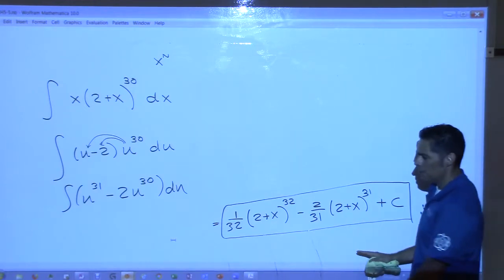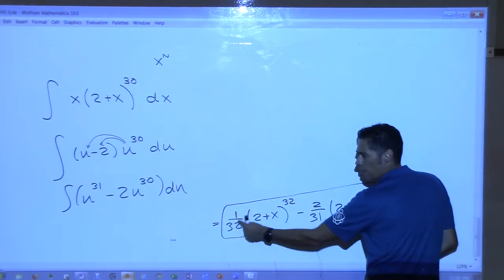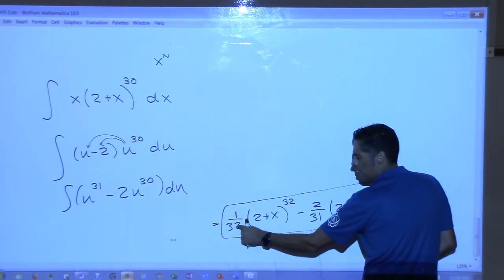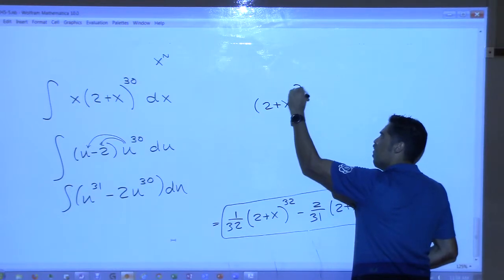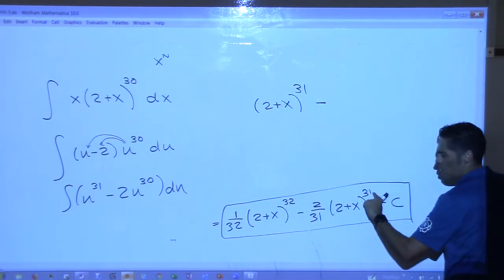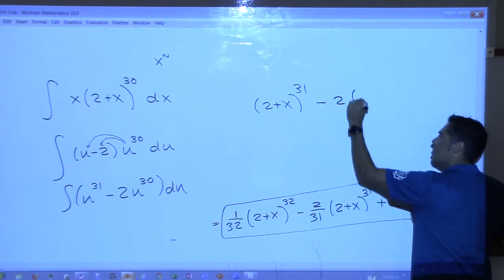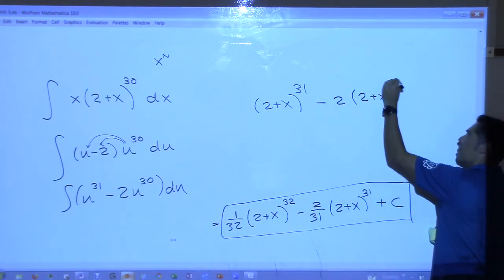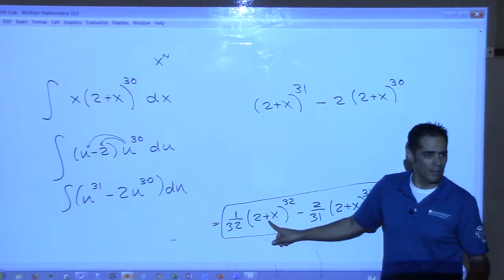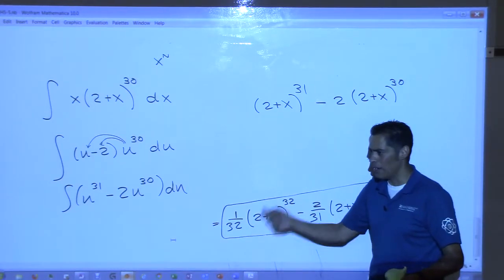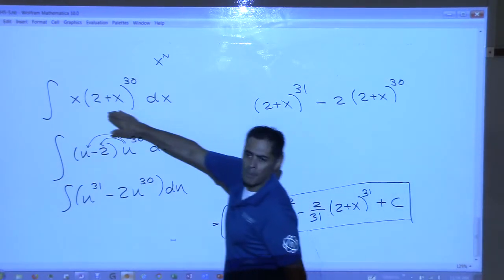Here we go. 2 different terms. Derivative of this, chain rule. 32 comes out, and 32 cancels with that 32. So all I'm left with is 2 plus x to what power? 31. Okay, minus. Here, 31 comes out, kills off. So I'm left with the 2, and then 2 plus x to the 30th. By the way, notice I did not take the derivative of what was inside because I know it's 1 already. So when I did this, I did chain rule. Derivative of the inside is 1. So, okay, now, is that the original problem?